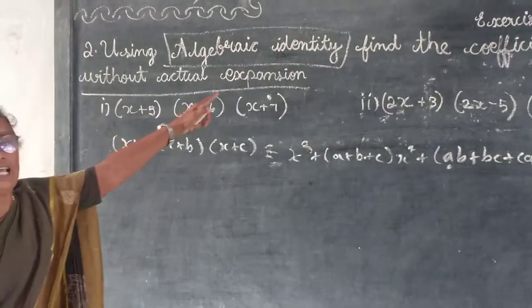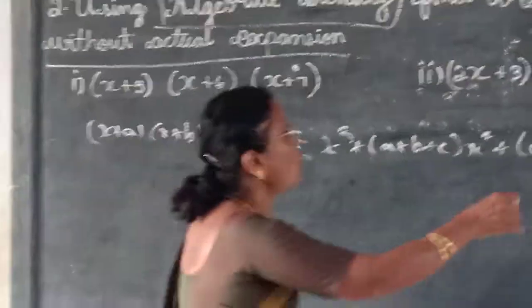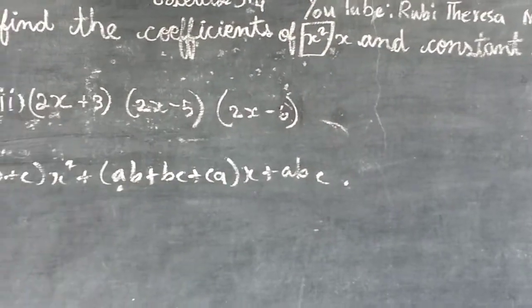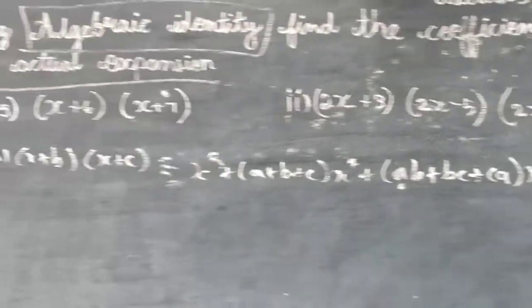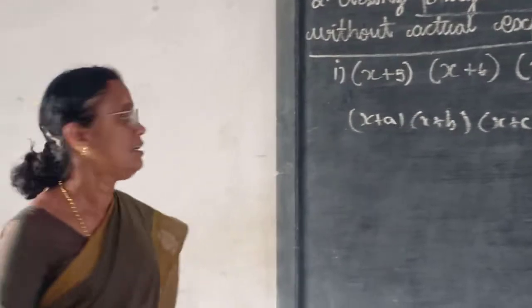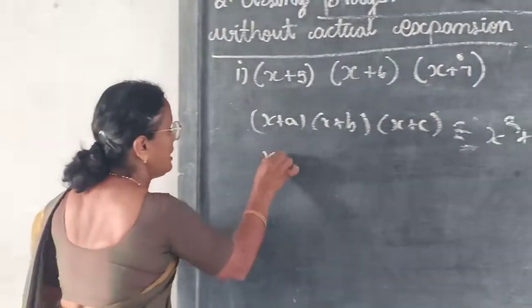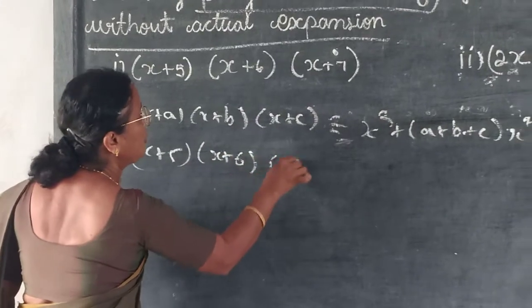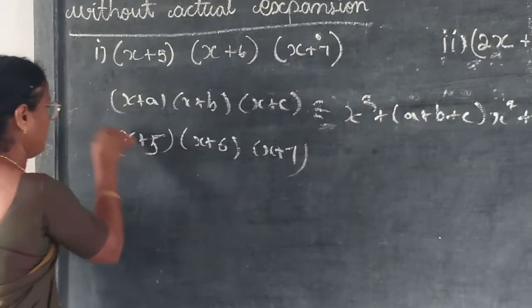Without actual expansion. So what coefficients do you want? x square, x and constant term. Understand? So here (x + 5)(x + 6)(x + 7). First problem.